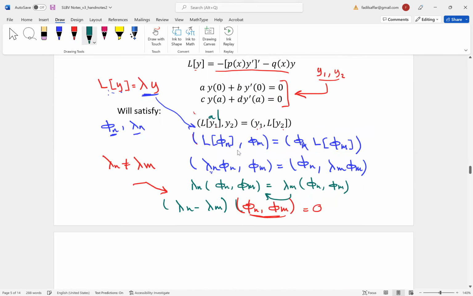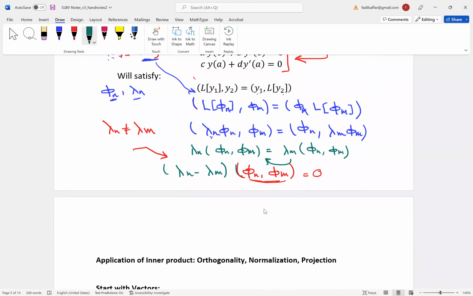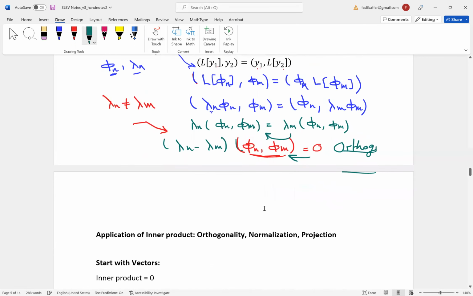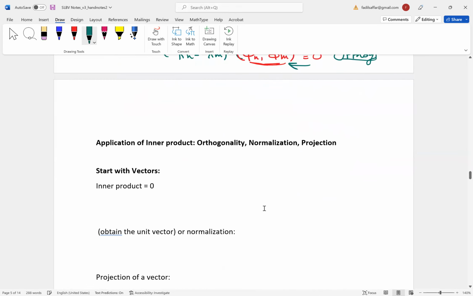So the Lagrange identity, all it says, basically, is that if we find two functions with different eigenvalues and we apply the inner product to these two functions, then these two functions have to be orthogonal. Anyway, orthogonal. And now I want to speak about applications of the inner product and hopefully try to relate it to the expansion soon.